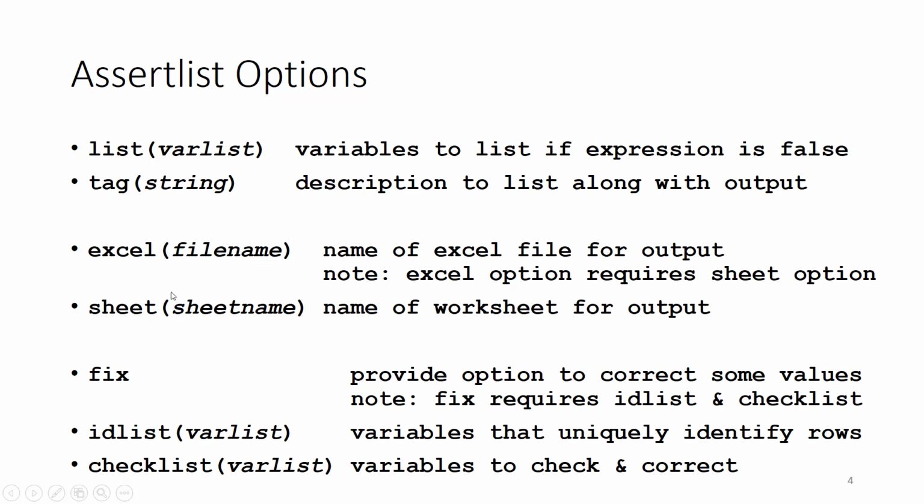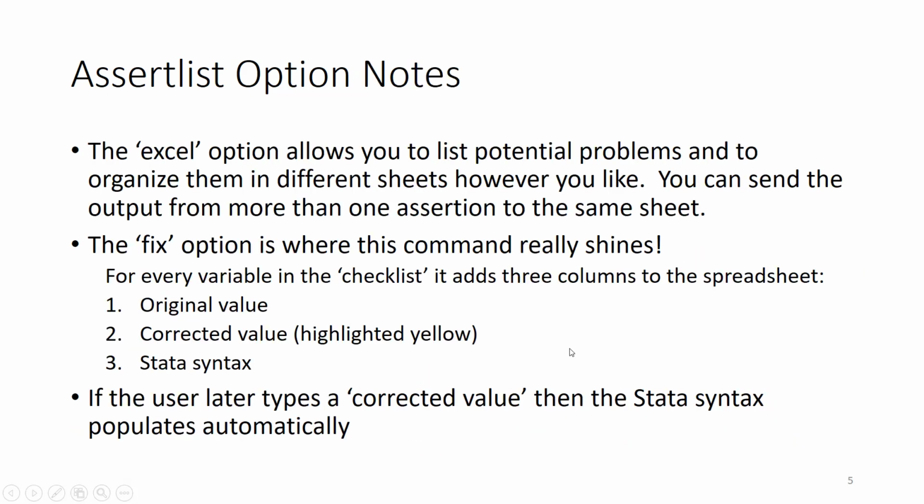Sometimes we just list them in Excel, but if you want to have the option to correct the values, then we specify the fix option, and we tell Assertlist which variables are ID variables and which variables you are checking. So let's have a look here. The Excel option lets you list the problems. For every variable in the checklist, the command will put out 3 columns in the spreadsheet. It will show you what the original value was that did not meet your expectations. It'll give you a space to type a corrected value, and if you type that corrected value, then it will populate with Stata syntax.